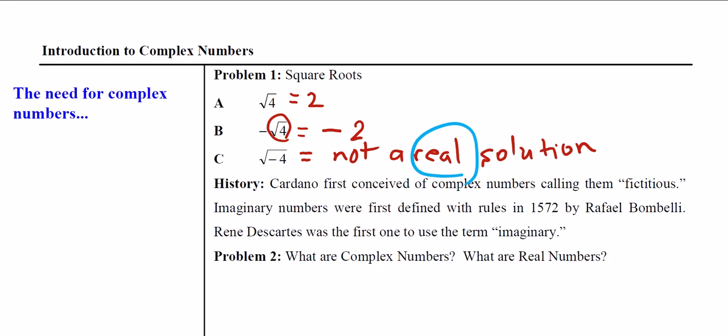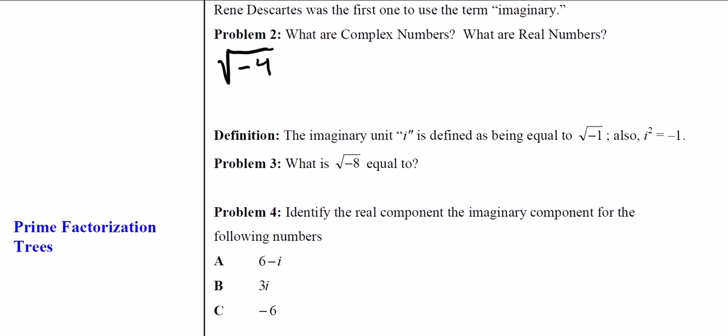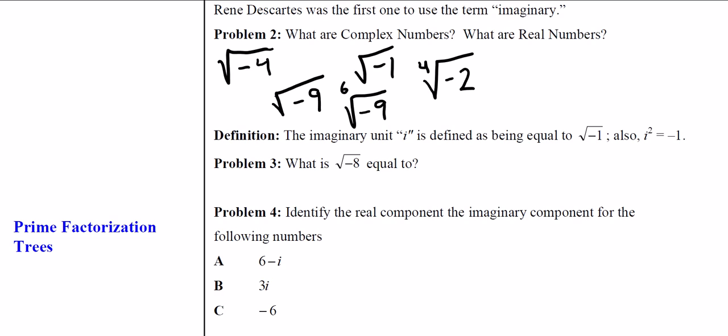So what do these look like? Let's look at problem 2. Well, first up on the menu is this, right? The calculator said this is non-real. And so if it's not real, it's complex. Any even root of a negative number is complex.